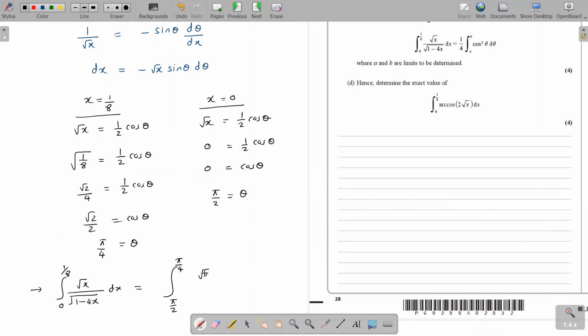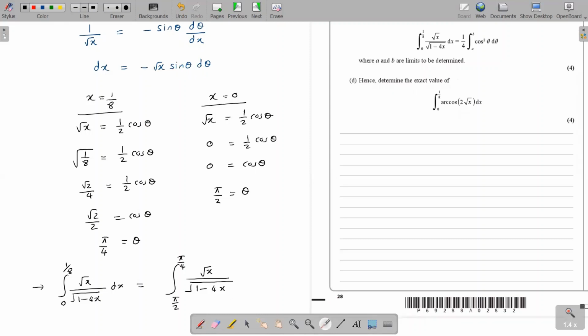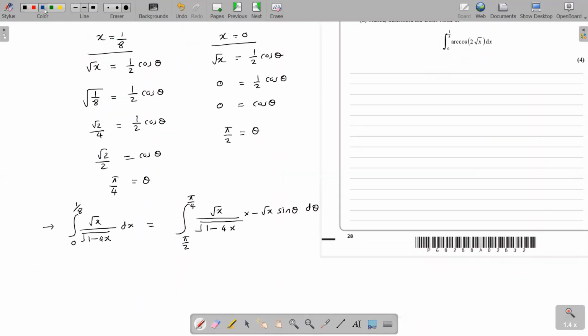And then I will not immediately change the inside, because when you do an integration by substitution, you have to completely convert everything to the theta variable. So I will not touch this yet. Let's first substitute the dx. We found dx in the substitution. dx is minus root x sine theta d theta. So you can see here root x gives you a complete x. I'll bring the minus sign out: x times sine theta d theta divided by root 1 minus 4x.